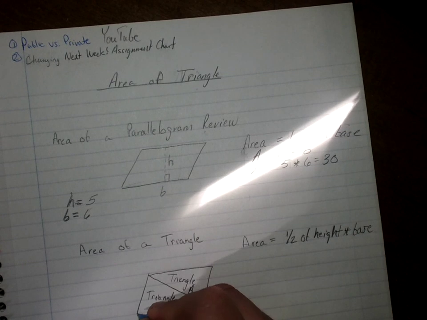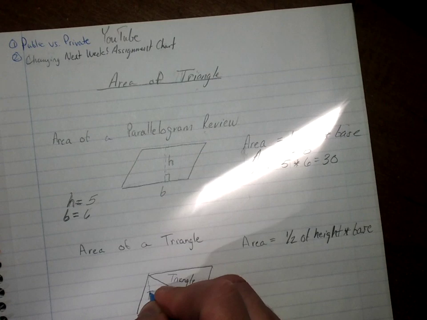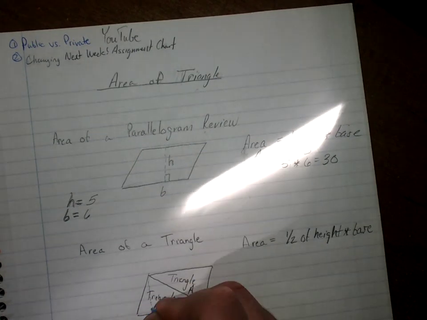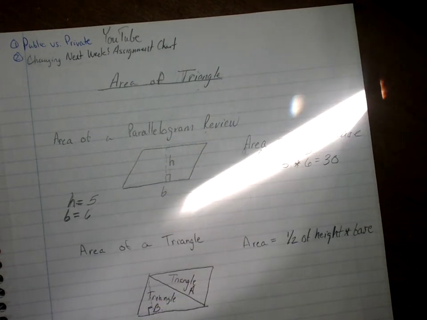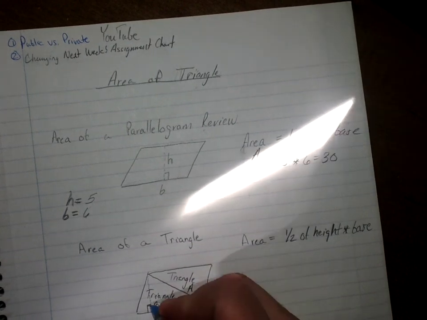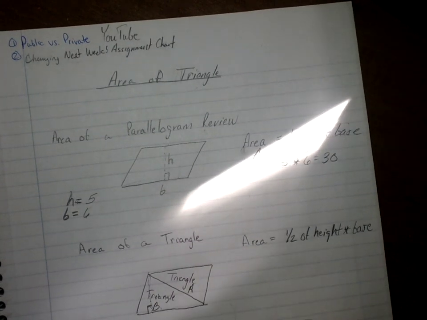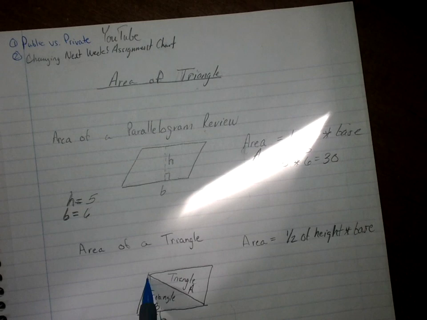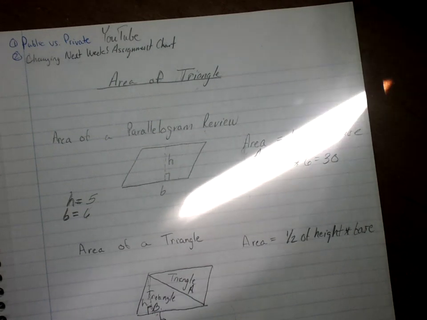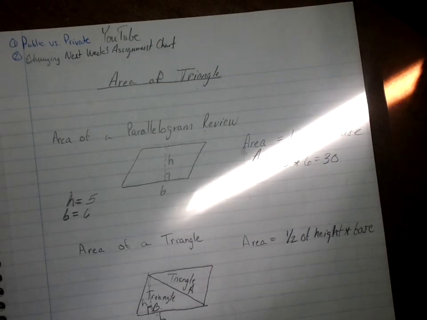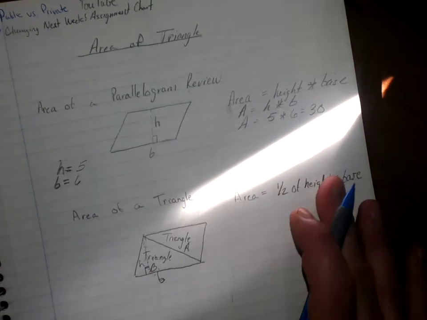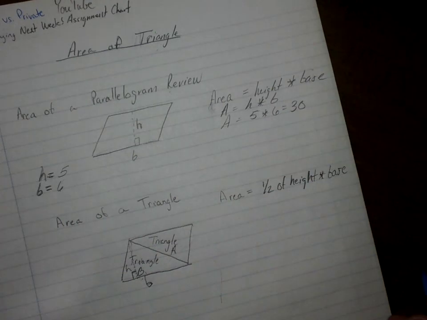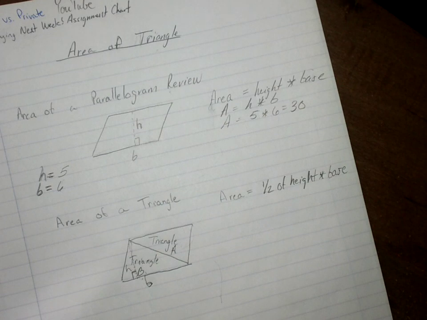So the height would actually be technically right here. I'll put the 90 degrees on the other side because the B's in the way. But if I said that the height was right here, and this is the base, then it's merely half of it because you don't have the whole thing. It's always true.